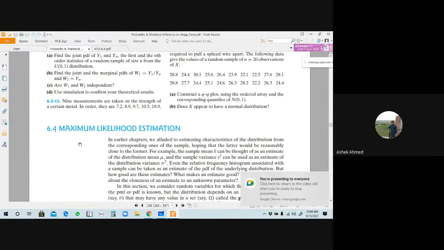Today we will discuss the topic 6.4. This is maximum likelihood estimation. Before discussing these topics, we already know how we can find the maximum or minimum value of a function. Can you remember? We learned this concept from calculus.